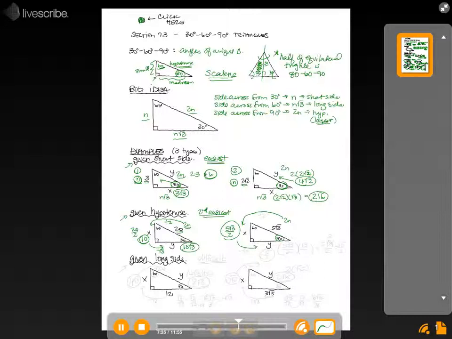To get to the other side, we have to multiply by root 3. We divided by 2. We're going to multiply by root 3. So we have 5 root 3 over 2 times root 3. And that's really root 3 over 1.